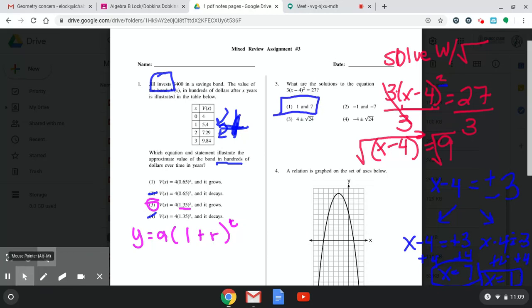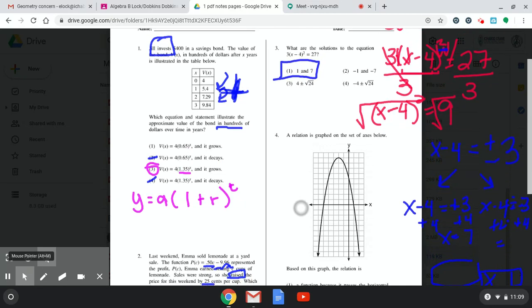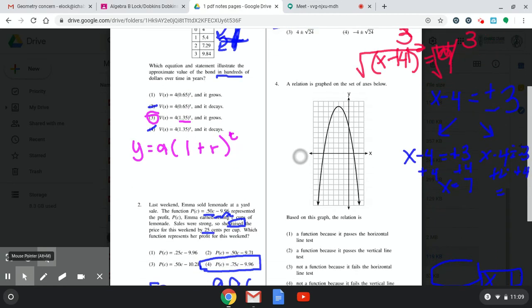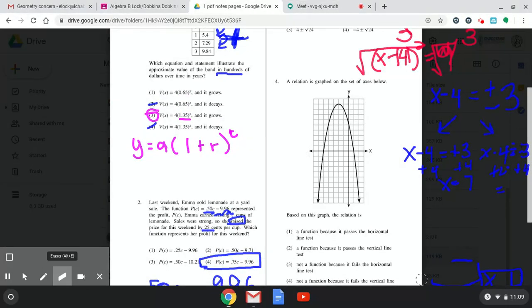Could someone read us number 4? I got you. Thank you, Joe. A relation is graphed on the set of the axis below. Based on this graph, the relation is... So we have 4 choices. A function for choices 1 or 2, or not a function.